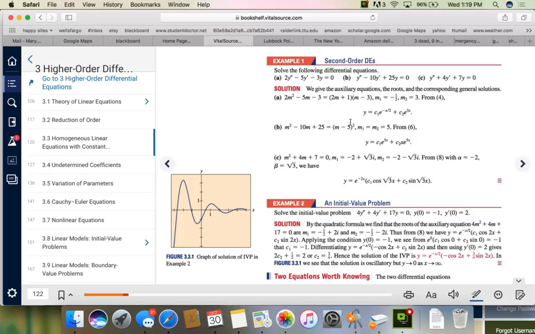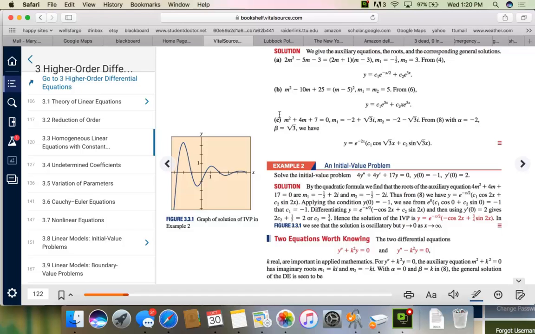Then another example, m squared minus 10m plus 25. Basically that factors into m minus 5 squared. It's a perfect square, so you have a double root of 5. Once again, if you don't want to do this, you can use the quadratic formula and you'll get 5. So this is of the second type, where we have a real double root. So here we just have c1 e to the 5x plus c2 x e to the 5x.